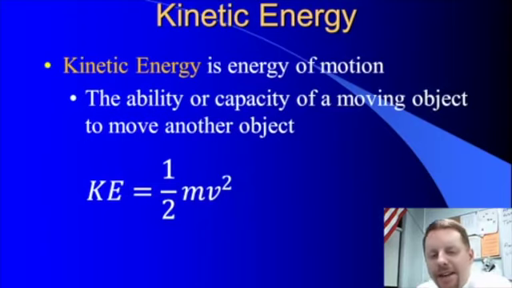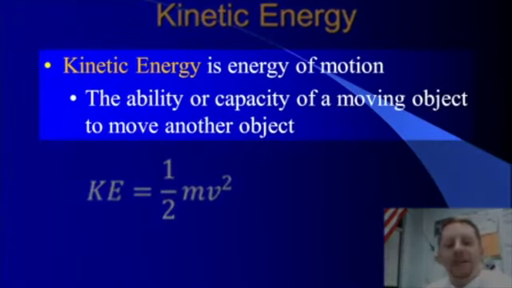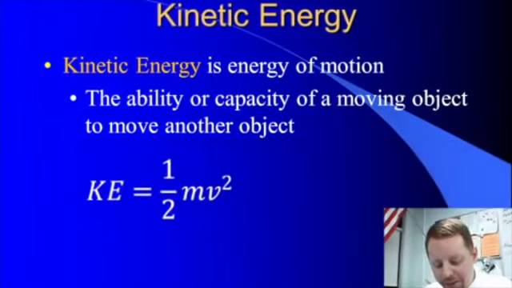Now, let's start with kinetic energy. We've said kinetic energy is energy of motion, so it's the ability or capacity of a moving object to move another object. And we calculate kinetic energy using the formula kinetic energy is equal to 1/2 times the mass times the square of the velocity.